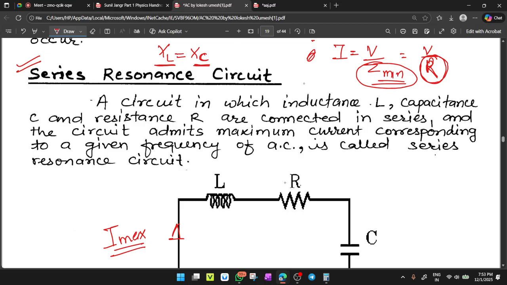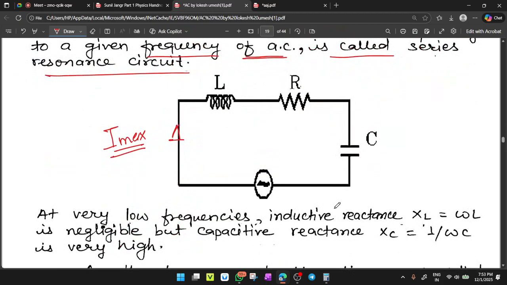Fine. Then only will you have your impedance equal to R. So the circuit admits maximum current corresponding to a given frequency of an AC. Yes, corresponding to the given frequency of an AC is called a series resonance circuit. So this circuit is called a series resonance circuit.